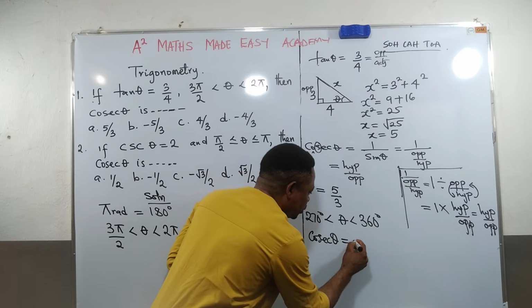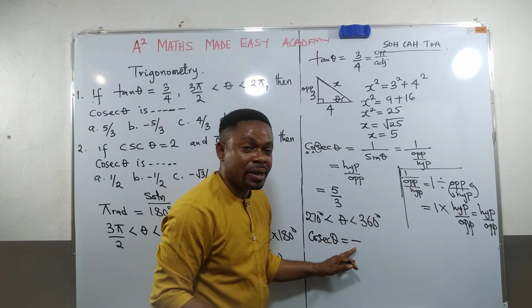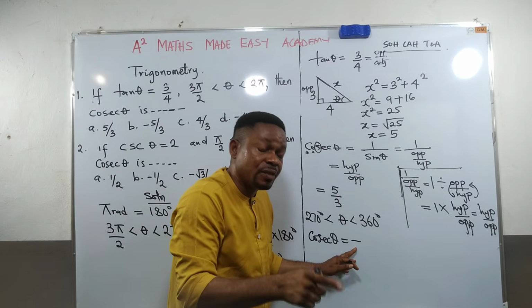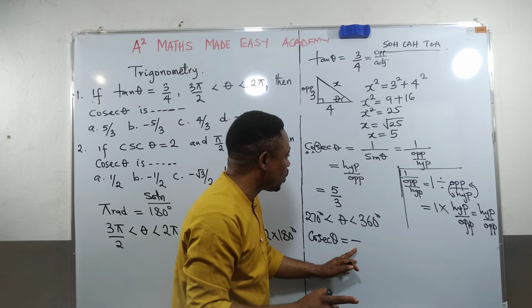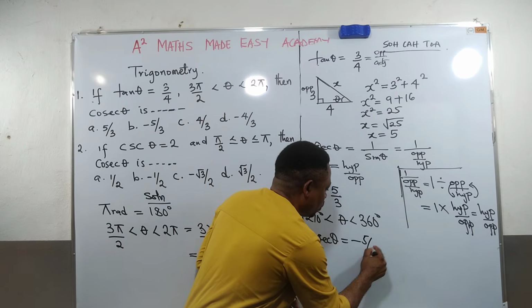Now since we are dealing with sine, I will now conclude that cosec theta is now, then introduce minus. Do you know why? Because sine is negative under the fourth quadrant. It becomes minus 5 all over 3.